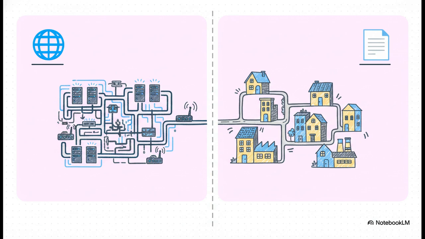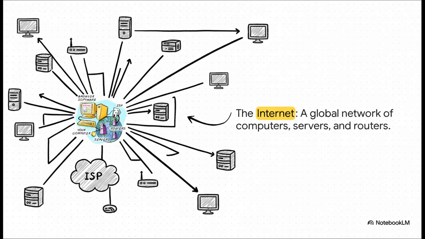But the World Wide Web, that's the collection of stuff on the internet. It's the websites, the pages, the content. It's the houses and shops you actually visit using those roads. You can't have one without the other, but they are not the same thing. And this is what that infrastructure kind of looks like, conceptually.